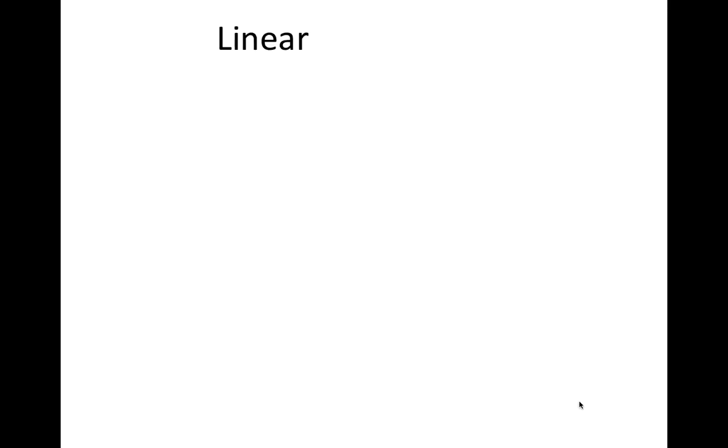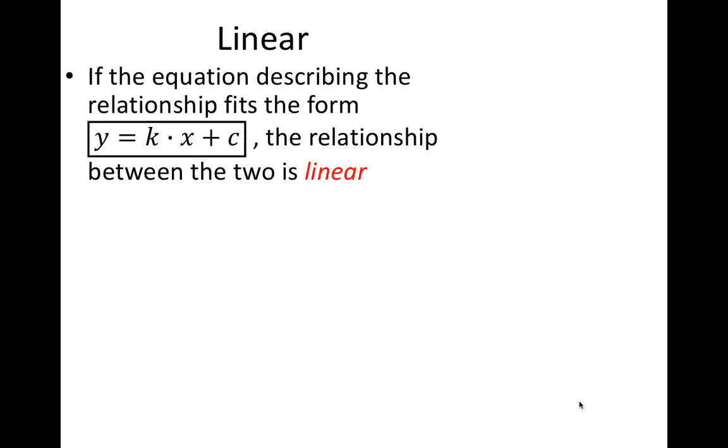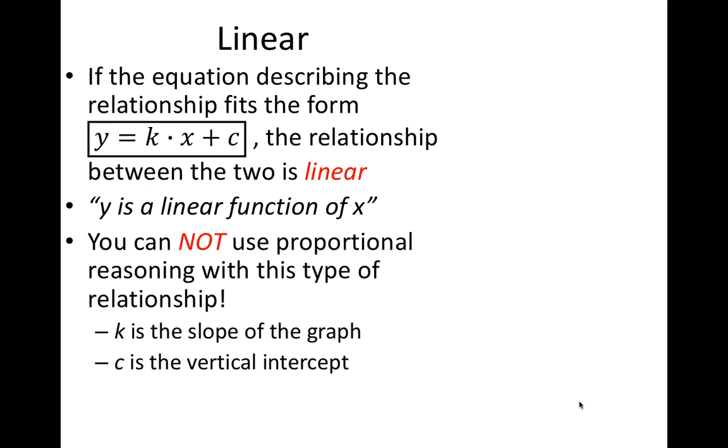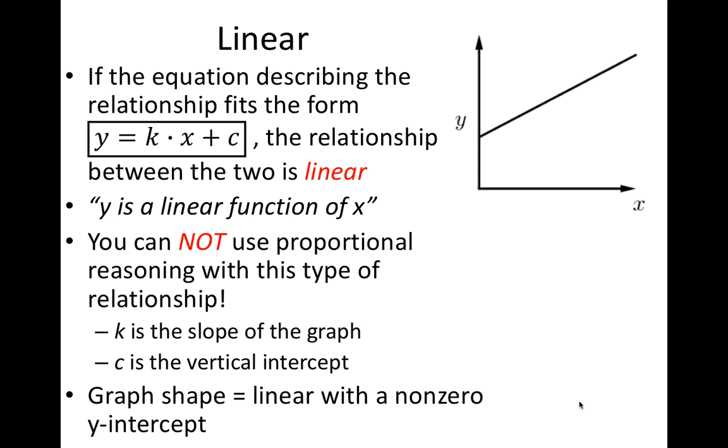The next relationship that we must discuss is a linear relationship. We can describe this relationship as y is a linear function of x. Because the equation contains an addition, you're not able to use scaling for quantities that share this type of relationship. Here, the value k is described as the slope of the graph, while c is the vertical intercept of the graph. So this value on the graph is equal to y is c, and the slope of this graph will be equal to k.